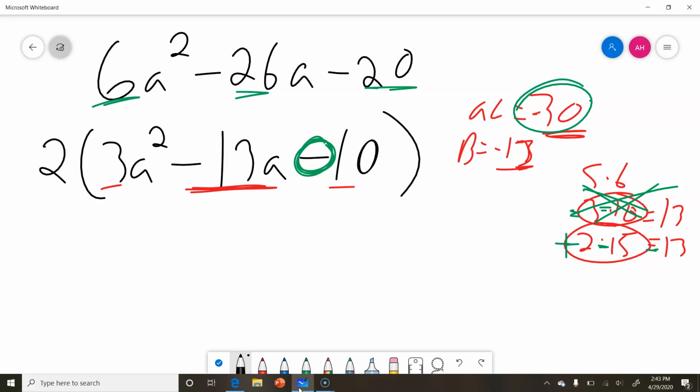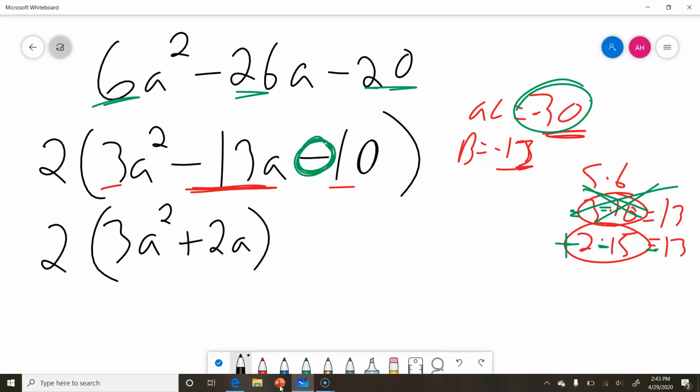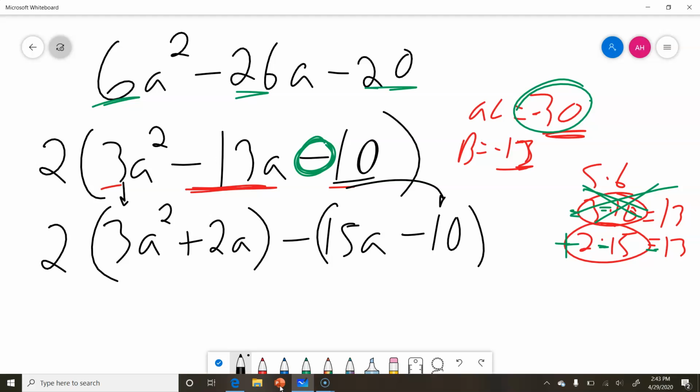So I come over here and group, and I write this down. I have the 3a squared, and I do plus 2a, and that's one group, and the 2 is still out here. And then over here, I have the minus 15a minus 10, right? Drop this 10 right there, this 3a squared right there.